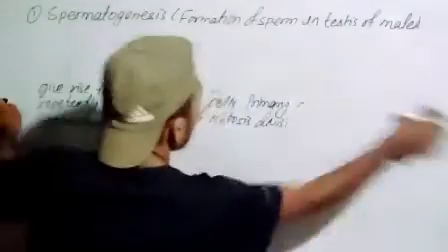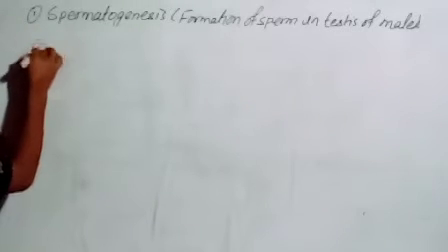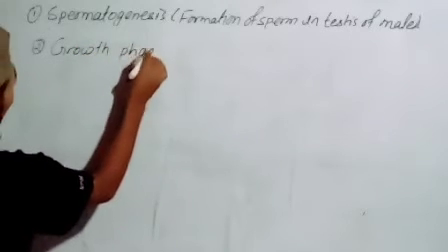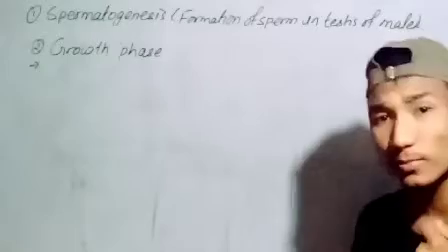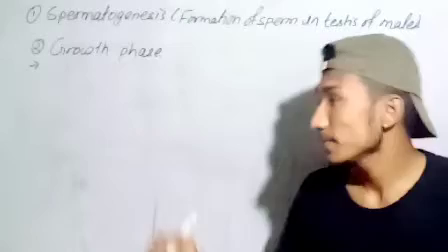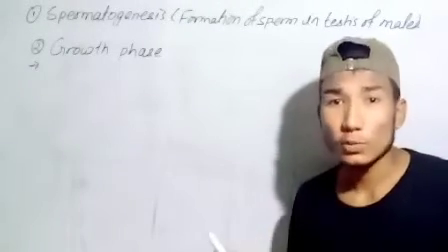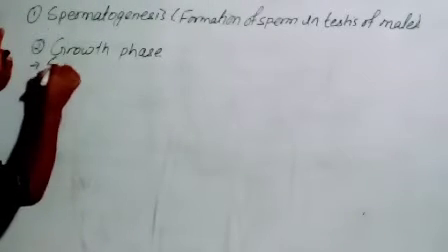Okay, the second phase is the growth phase. Now in the growth phase, there is the growth of spermatogonia. So in the previous phase, there was the formation of spermatogonia having the same number of chromosomes, that is diploid. And in the growth phase, that spermatogonia increase their size.